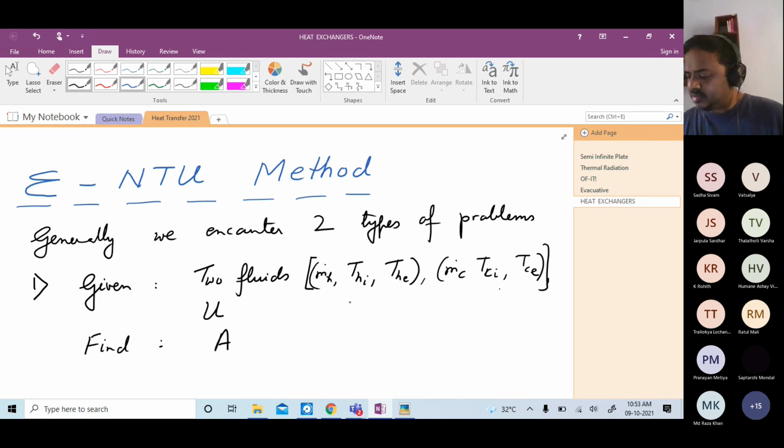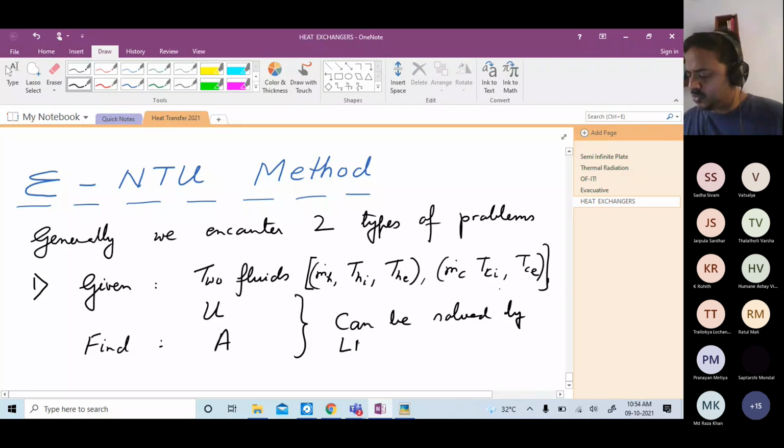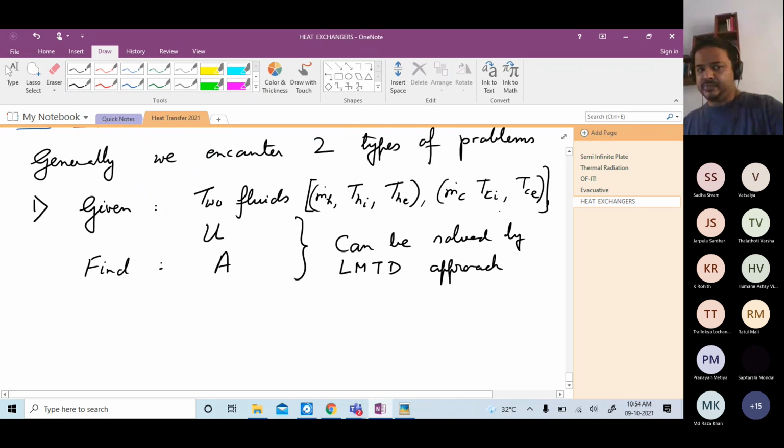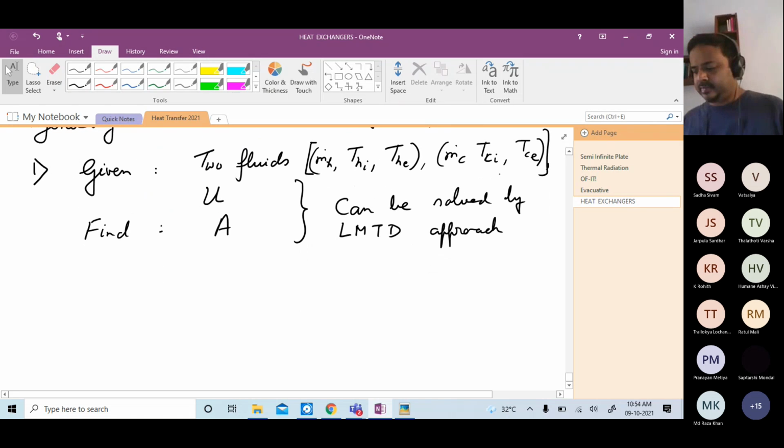So this type of problem can be solved by the LMTD approach. Okay, and we have solved two of them. Now, let me find the second one.